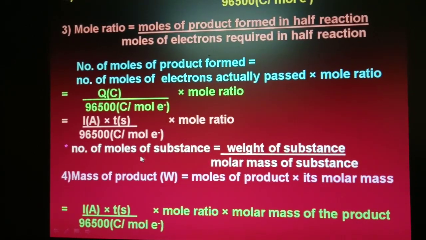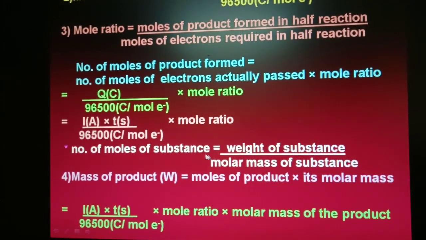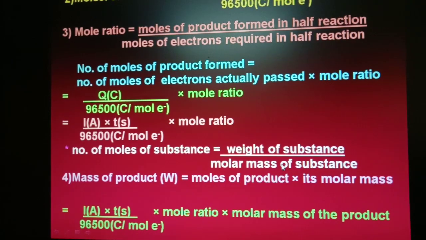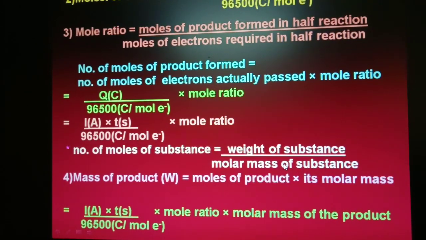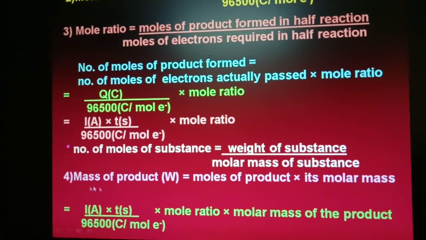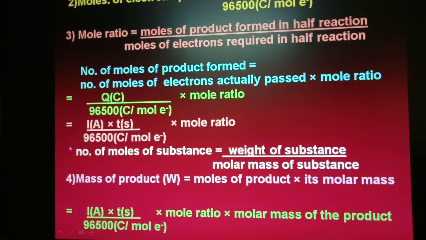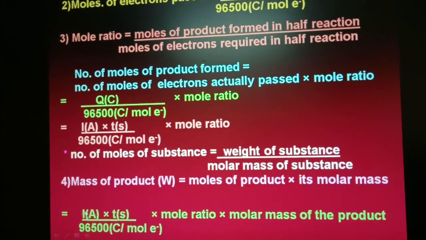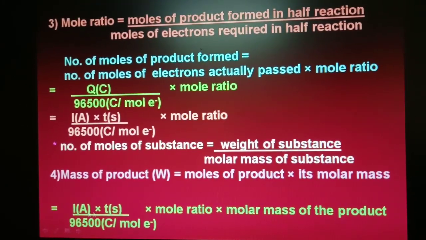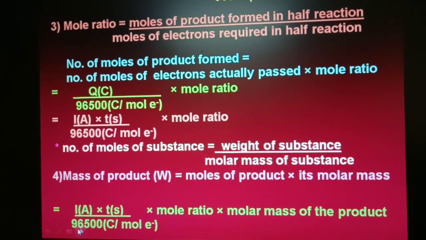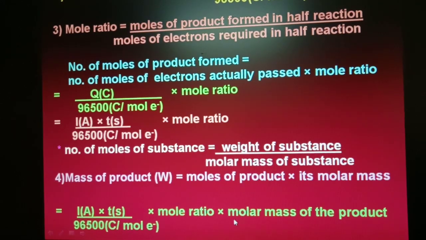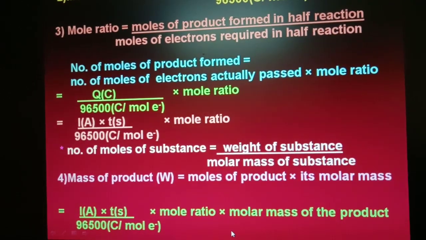Now, number of moles of substance can be calculated by taking the ratio of weight of substance to the molar mass of that substance. Finally, mass of the product can be calculated by taking the relation moles of product multiplied by its molar mass, which is also equal to I multiplied by T upon 96,500 multiplied by mole ratio multiplied by molar mass of the product.